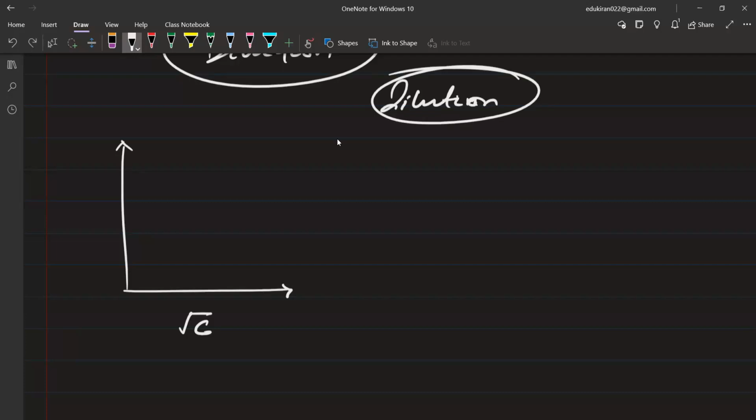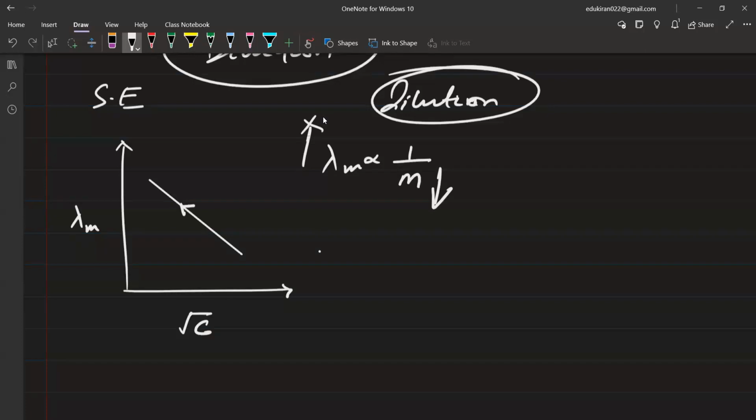When you see the graph of root C and lambda m for a strong electrolyte, if you see it like this, then please remember you have to go this way. Because what is happening is I am adding more and more solvent and lambda m is increasing. Dilution is happening, concentration is decreasing, so lambda m will increase, correct?